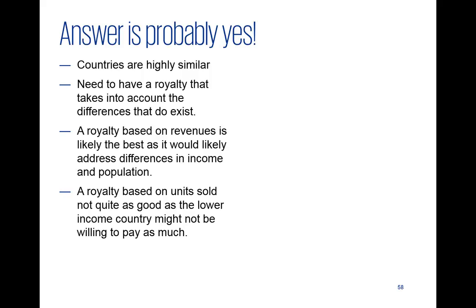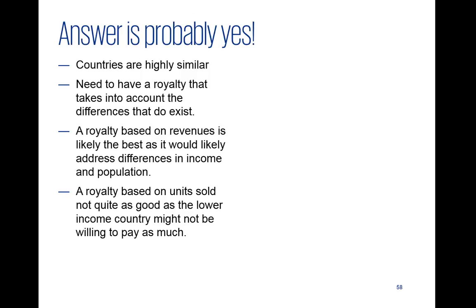The countries really are highly similar. Now, we need to have a royalty that takes into account the differences that do exist. So a royalty based on revenues is likely the best, as it would likely address the differences in both income and population. Or a royalty based on units sold may be not quite as good as revenue, but would be very good. The number of units sold is going to be primarily affected by the size of the population, since the incidence of the disease is the same in both populations. However, it's not taking into account an income difference. That might be a small difference in that the lower income country might not be willing to pay as much for a drug that solves the problem of halitosis.